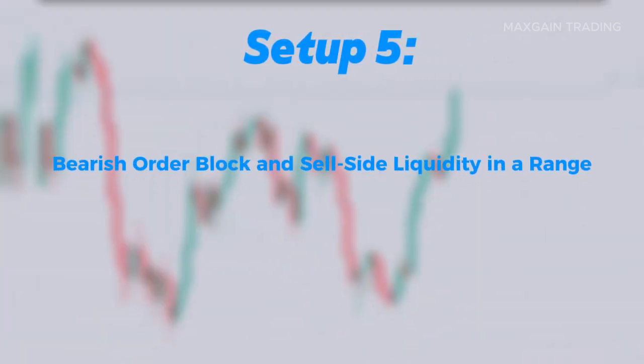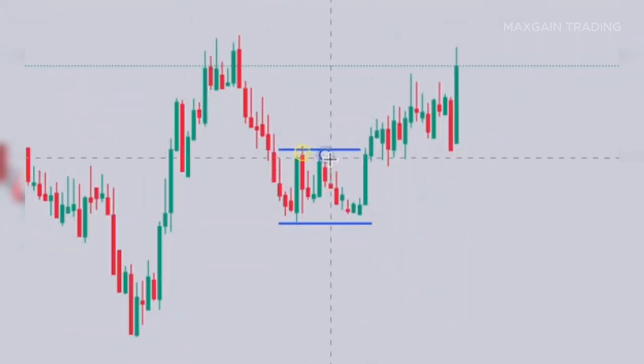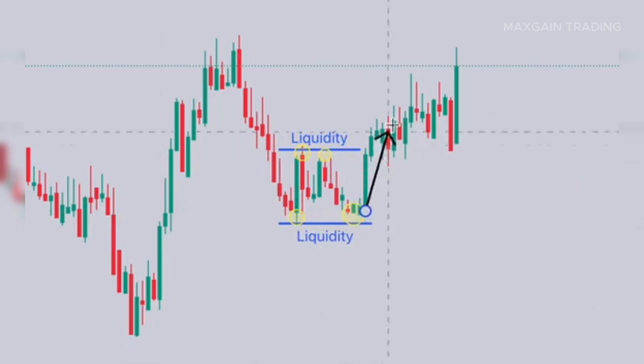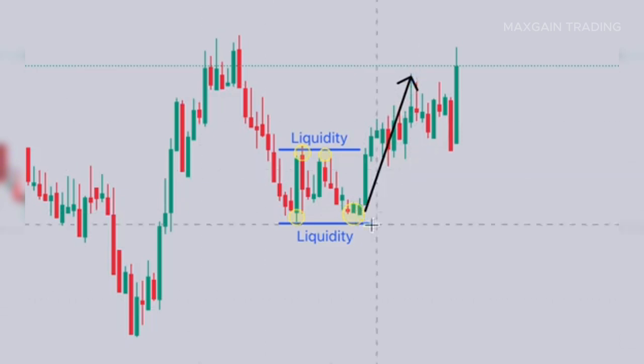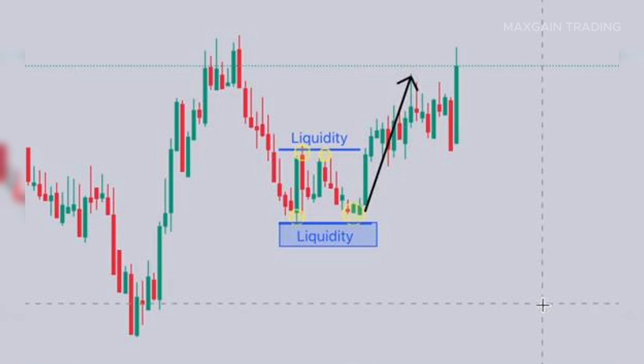Setup 5. Bearish order block and sell-side liquidity in a range. In our final setup, we observe that price has been moving within a range, formed by equal highs and lows, creating liquidity both above and below the range, which banks aim to sweep. While buy-side liquidity has already been taken, sell-side liquidity remains.